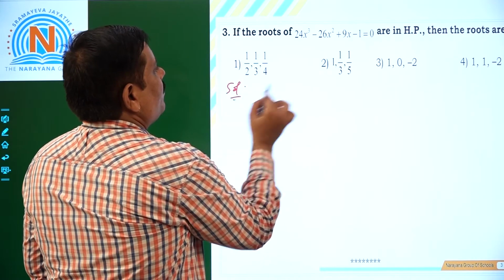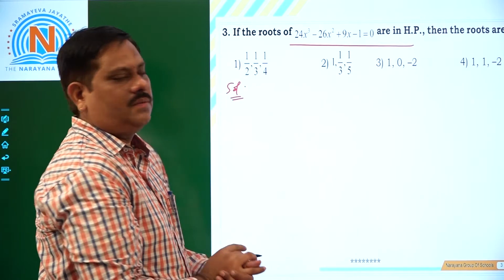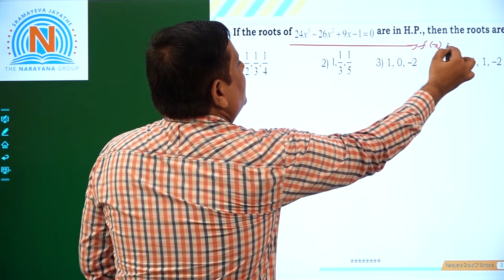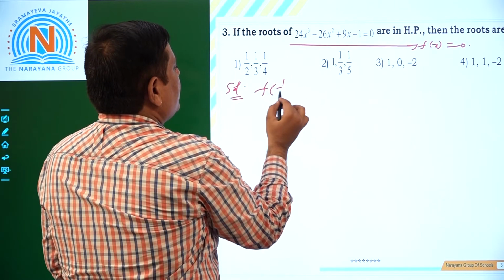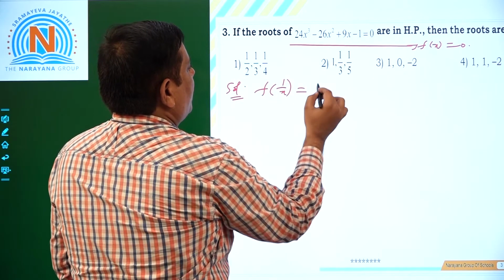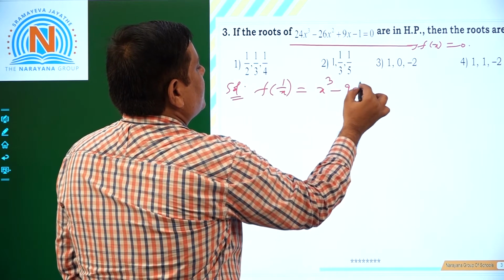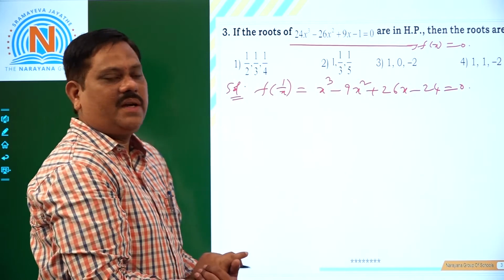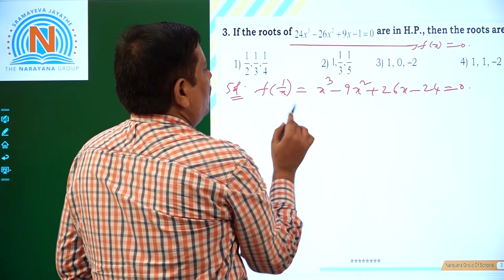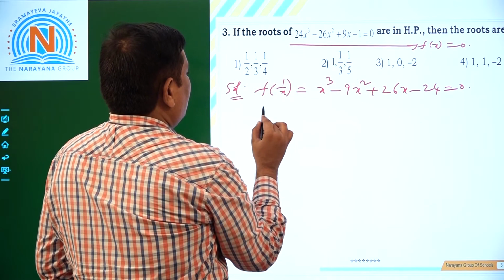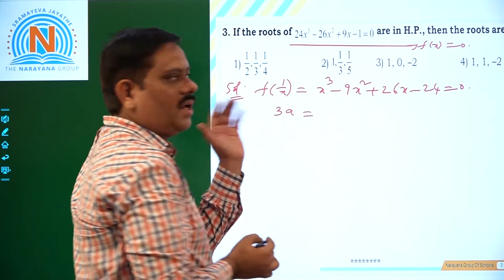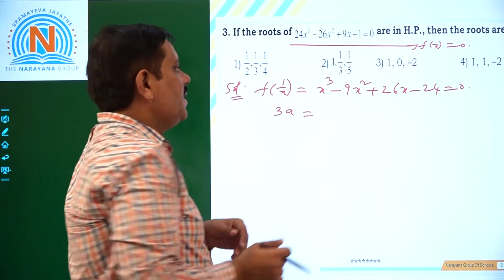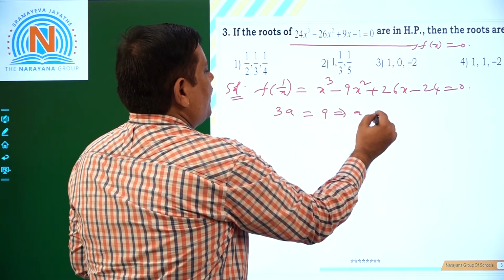Here also same thing, the roots are in HP, a similar question. So what to write now? This is f of x is 0. Then what is f of 1 by x is 0? Let me write it as x cube minus 9x square plus 26x minus 24 is 0. Directly I am writing. Fine. Now sum of the roots is 3a, as we took in the earlier example a minus d, a, a plus d, the same thing here also we apply. So sum of the roots is 3a. 3a is nothing but 9 here. That implies a is equal to 3.